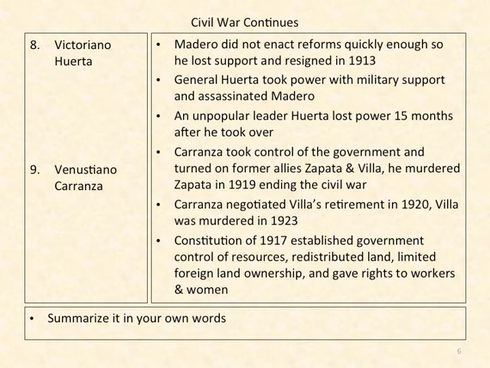The Constitution of 1917 establishes government control of resources, redistributes the land, limits foreign land ownership, and gives rights to workers and women. So overall, that is an improvement for many of the Mexicans.